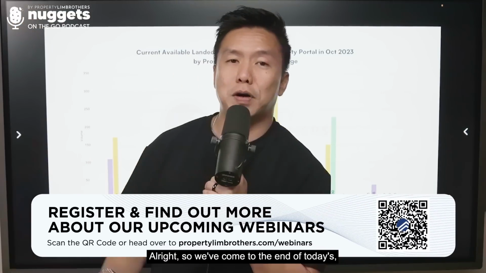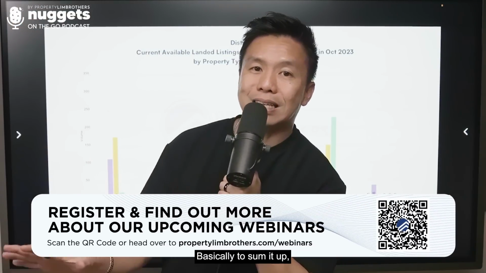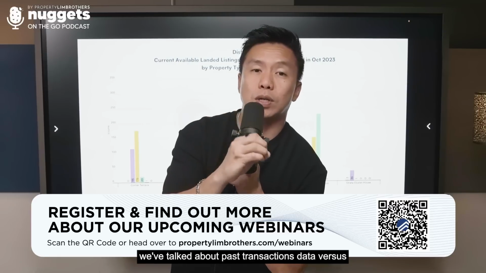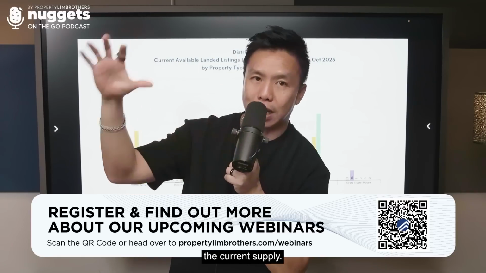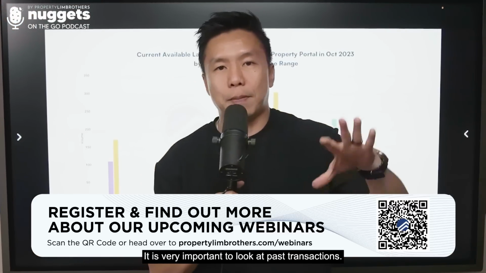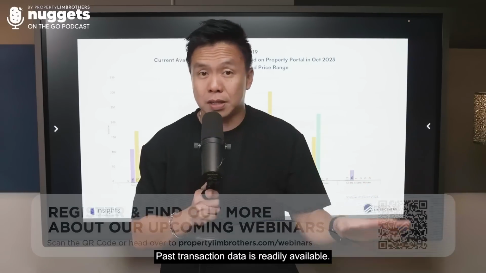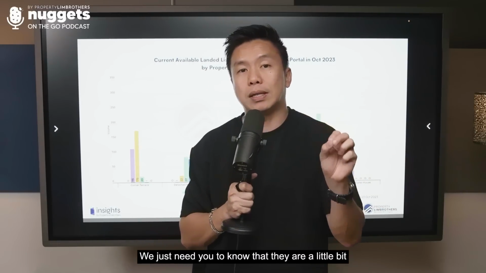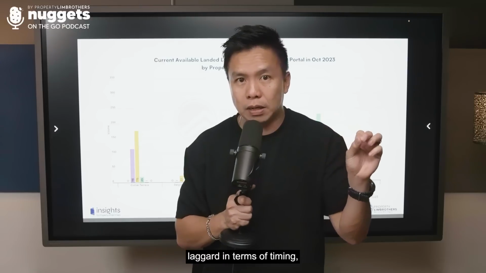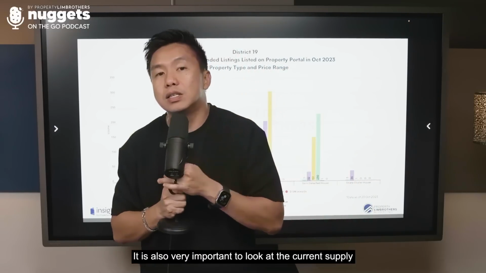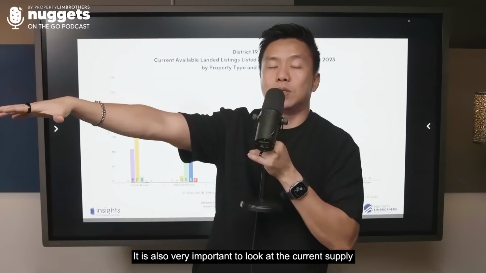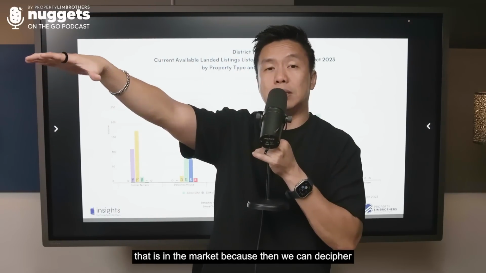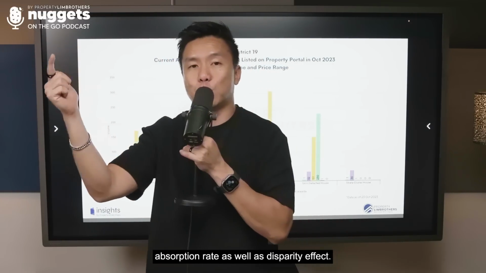All right, so we have come to the end of today's Cracking the Code. Basically, to sum it up, we've talked about past transactions data versus the current supply. It's very important to look at past transactions. Past transactions data are readily available. We just need to know that they are a little bit lagged in terms of timing, which is between 1 to 3 months. It is also very important to look at the current supply that is in the market, because then we can decipher absorption rate as well as disparity effect.